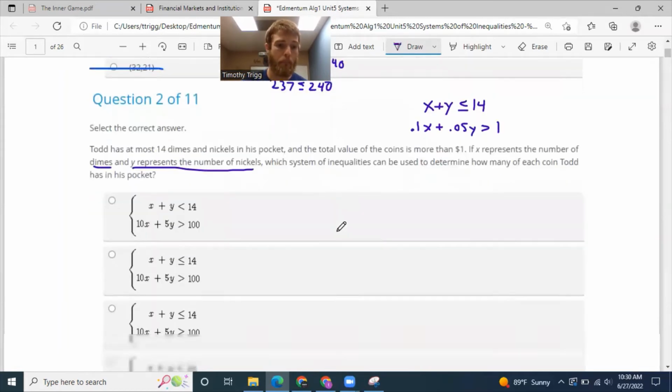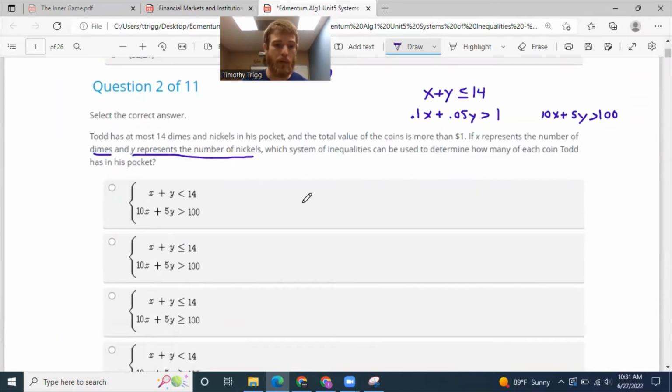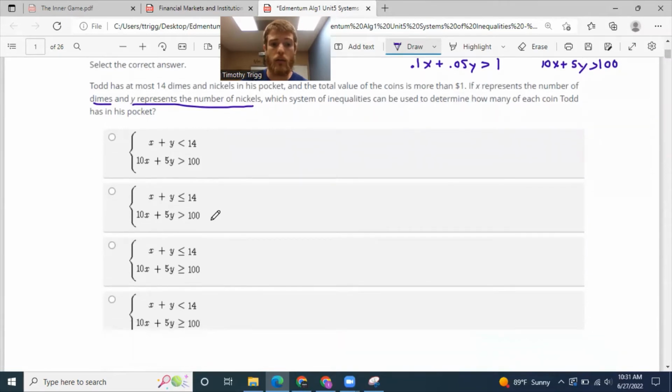Okay. Looks like they multiplied by cents here. So another way to think about this is 10x plus 5y is greater than 100 cents. So they just changed it from dollars to cents, but no big deal. So that looks like it's going to be this one here, right?